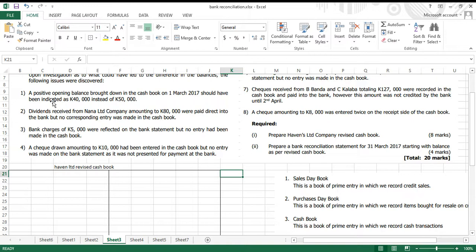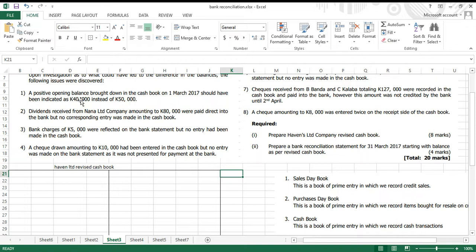So they've told us a positive opening balance brought down in the cash book on 1st March 2017 should have been indicated as 40,000 instead of 50,000. So we have an overcast balance here. It's supposed to be 40,000, but it was recorded as 50,000. So we're going to find how much it has been overcast by. 50,000 minus 40,000, that is 10,000. So we have a balance which has been overcast by 10,000.